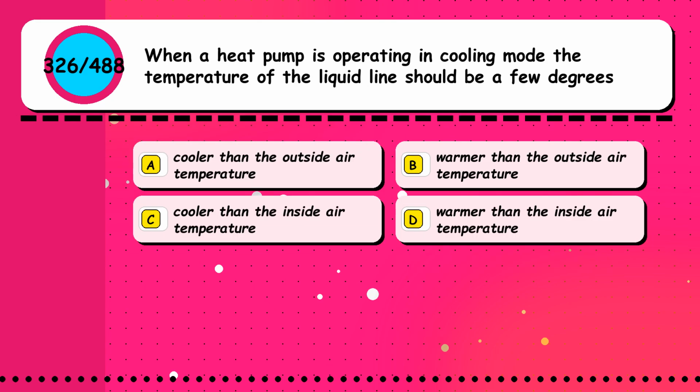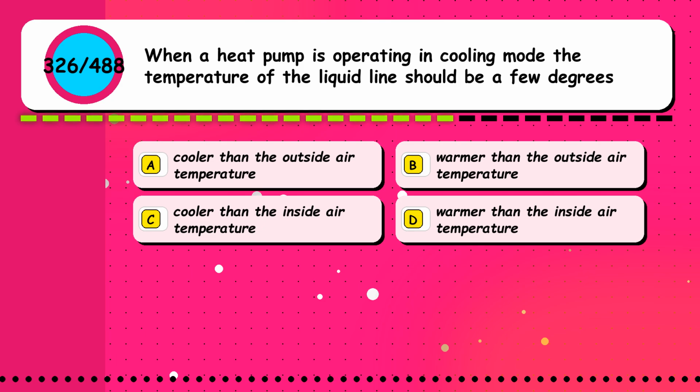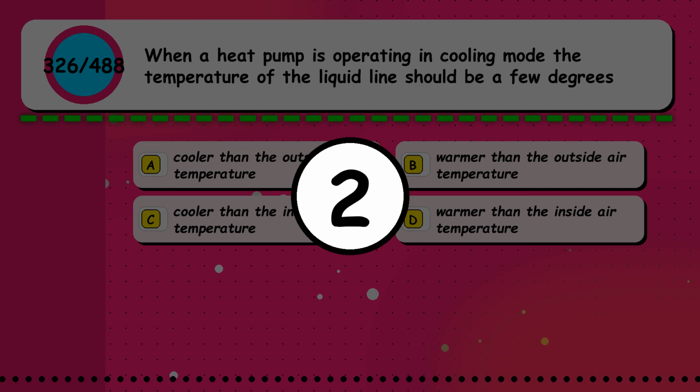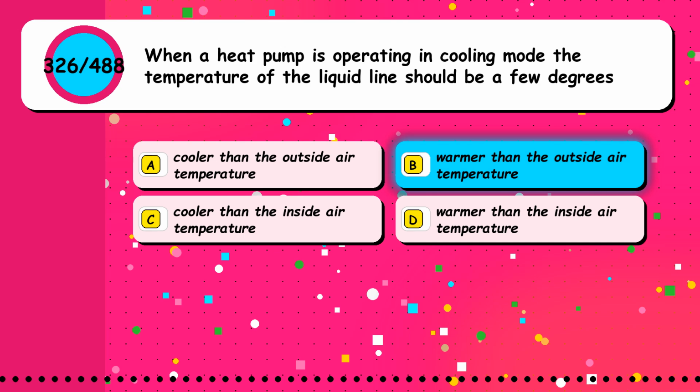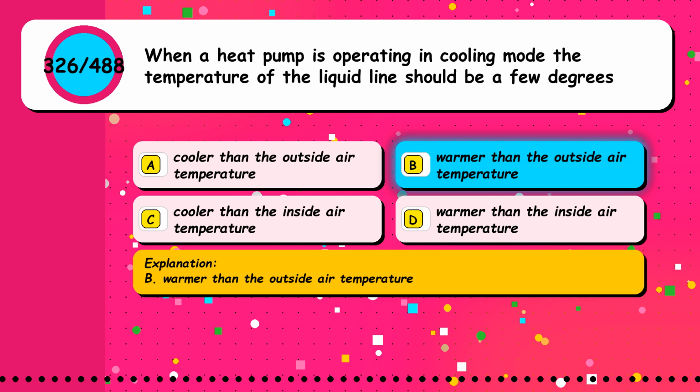Question 326. When a heat pump is operating in cooling mode, the temperature of the liquid line should be a few degrees. Option A. Cooler than the outside air temperature. Option B. Warmer than the outside air temperature. Option C. Cooler than the inside air temperature. Option D. Warmer than the inside air temperature. The correct answer is option B. Warmer than the outside air temperature.